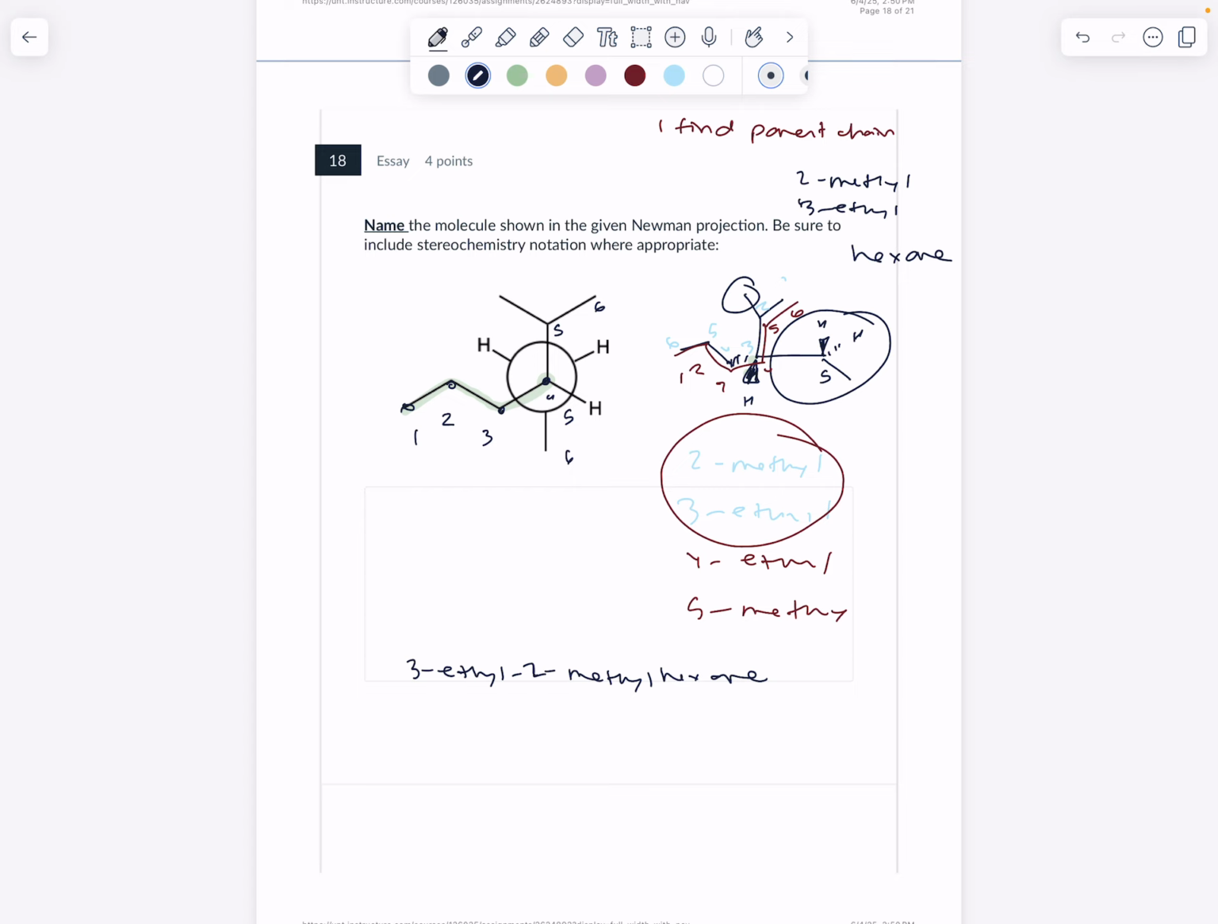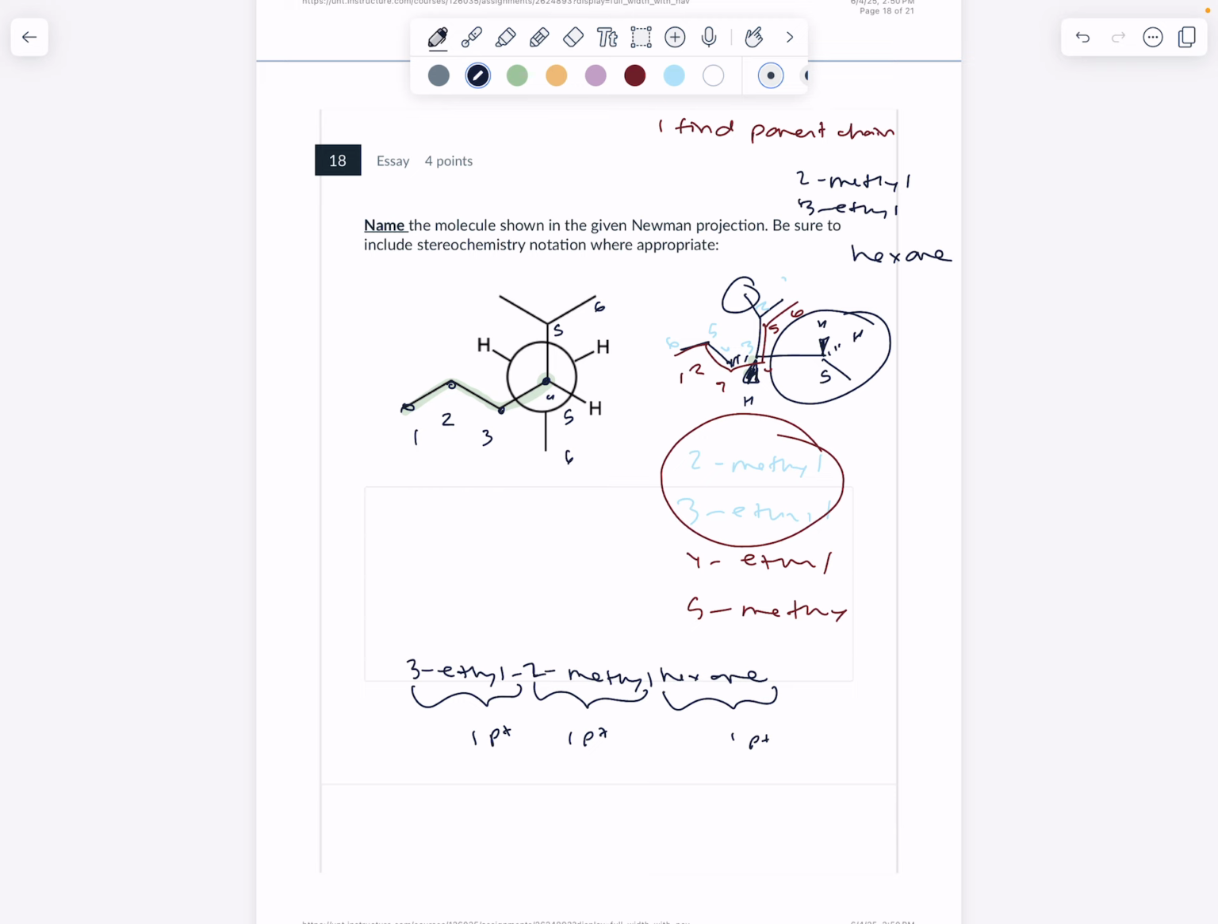So hopefully at this point you would have already racked up basically the way the point distribution is: hexane is worth 1 point. Each of these with their numbers is worth 1 point. So if you got the right substituent but not the right number, then you got half a point. And then the very last point is for R or S configuration.